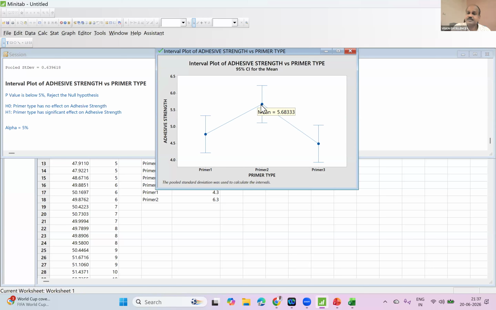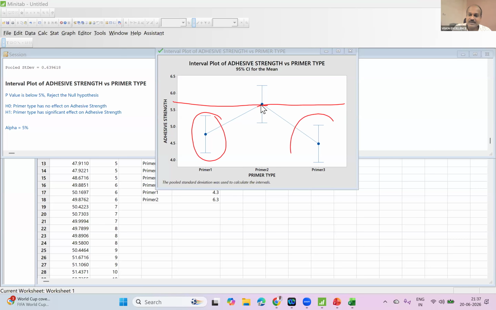Are you with me, all of you? And visually we can understand that. For primer 2, when I draw a horizontal line, it is not cutting the entire interval of 1. It is not cutting the entire interval of 3 also. Have you noticed? Yes, sir. Okay.